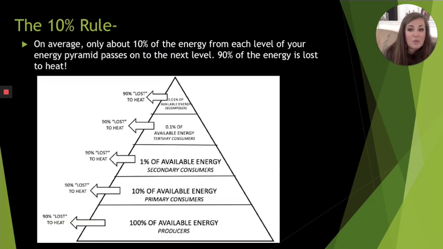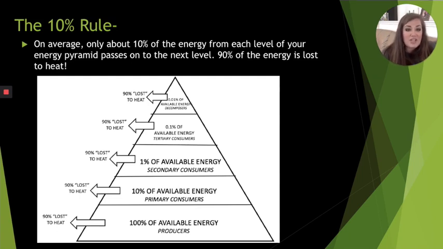So we're going to take it one step further today, and we are going to talk about the 10% rule. The 10% rule is our way of understanding energy as it passes through an ecosystem. And we use an energy pyramid like the one pictured below to help us break that down and understand it more clearly. So on average, only about 10% of the energy from each level of your energy pyramid is passed on to the next level.